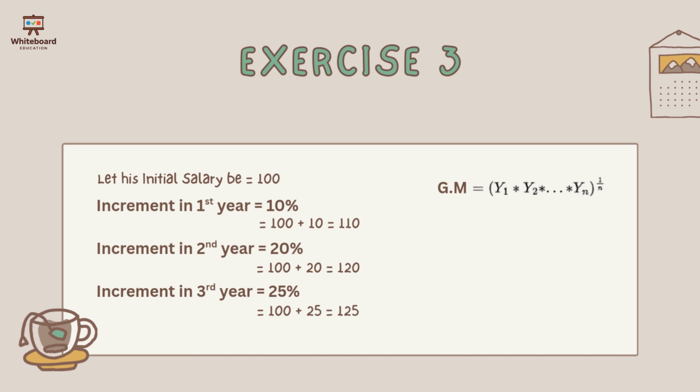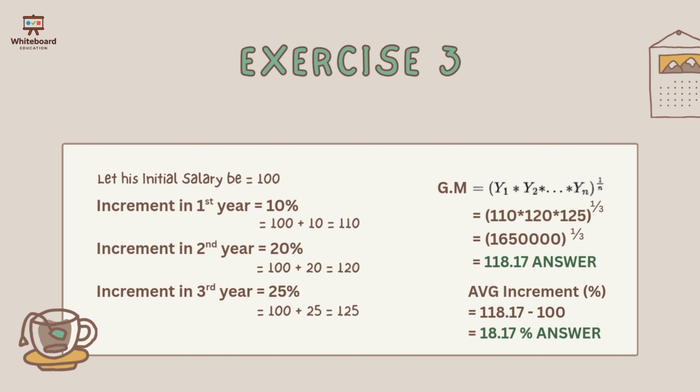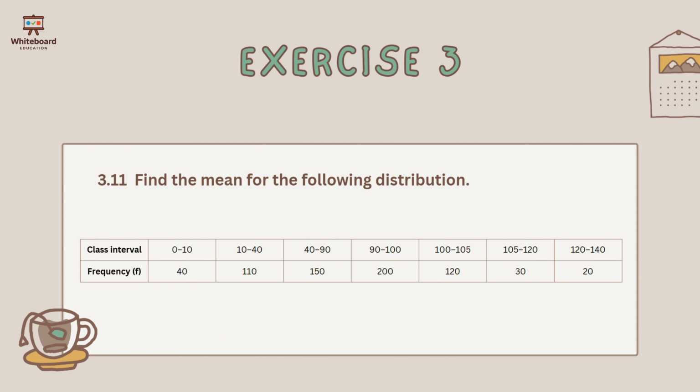Here as there are 3 observations only, GM equals 110 multiplied by 120 multiplied by 125, all raised to the power 1 over 3. Use a calculator to solve this and you'll get the answer 118.17. Here if we need the answer in percentage, we need to add another step. We subtract 100 from 118.17, so the answer is 18.17%. That's it.